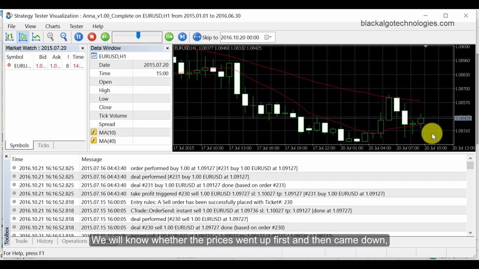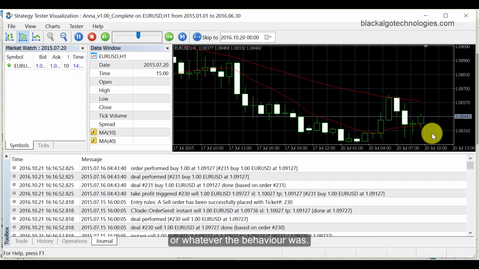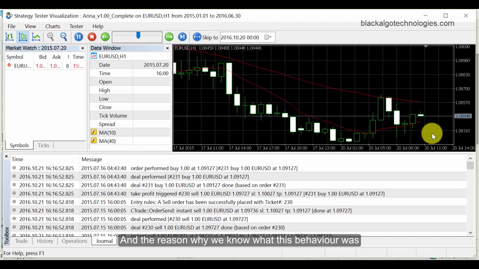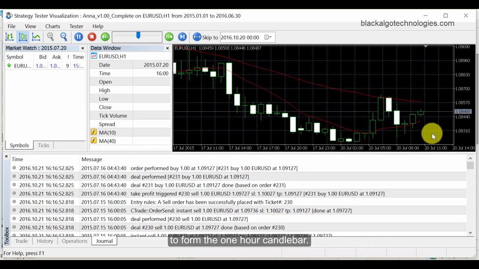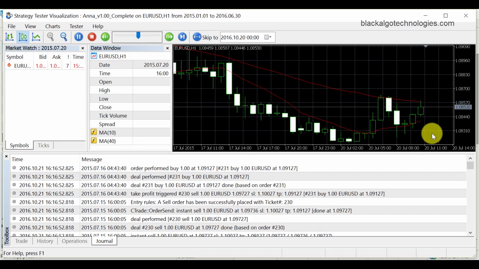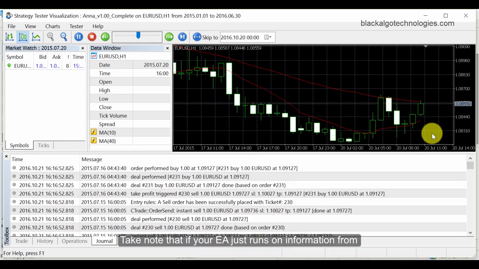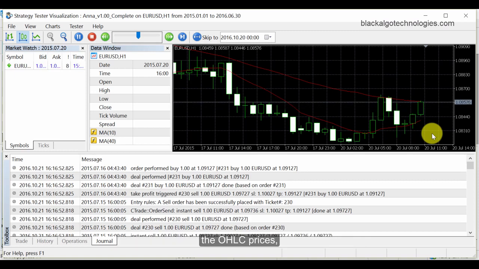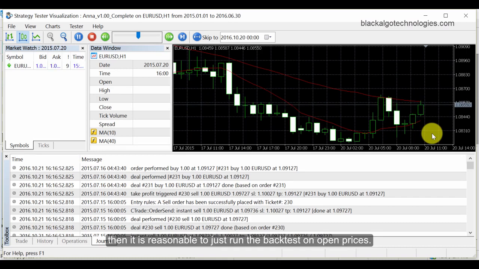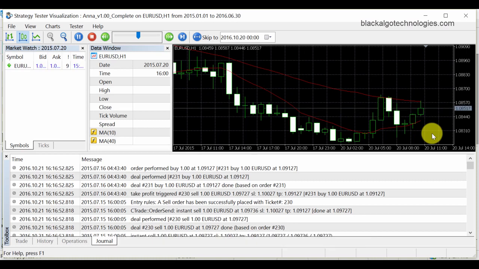We will know whether the prices went up first and then came down, or whatever the behavior was. And the reason why we know what this behavior was is because we are using the 1 minute candle bar information to form the 1 hour candle bar. So this will produce more accurate results. Take note that if your EA just runs on information from the open, high, low, close prices, then it is reasonable to just run a backtest on open prices.